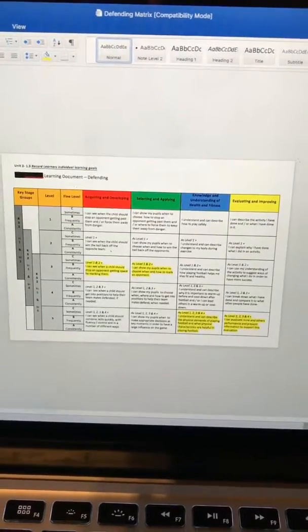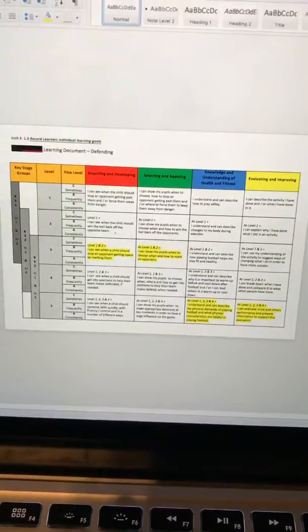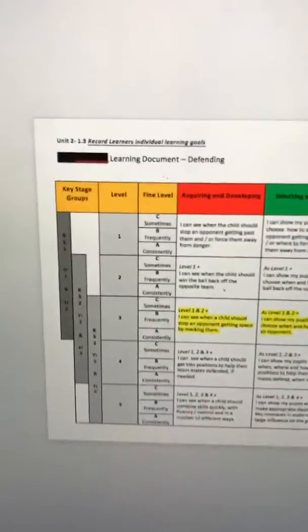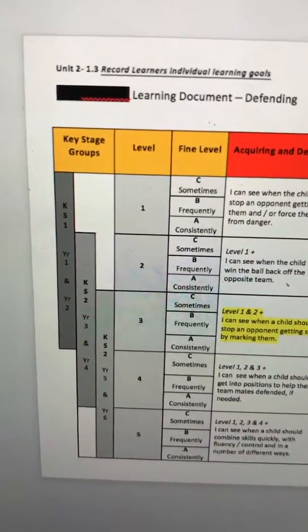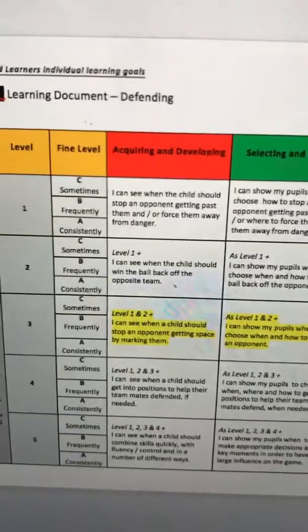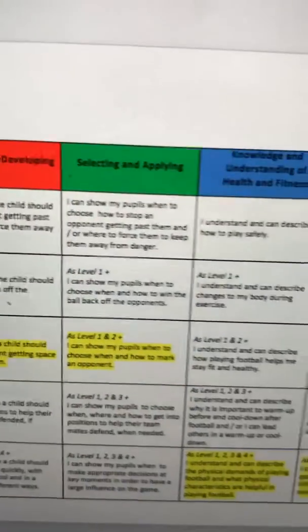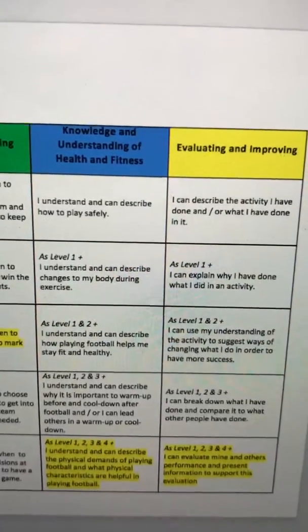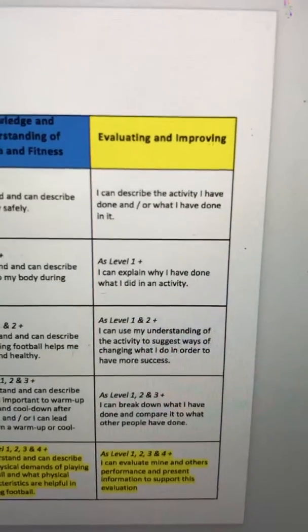This document is called a matrix. It easily splits out so that the teachers can understand which key stage group they're using, what level they should be at, and what sort of things they can be trying to help them with. It's called acquiring and developing, selecting and applying, knowledge and understanding of health and fitness, and evaluating and improving. There's lots of different suggestions which we can use to help our teachers.